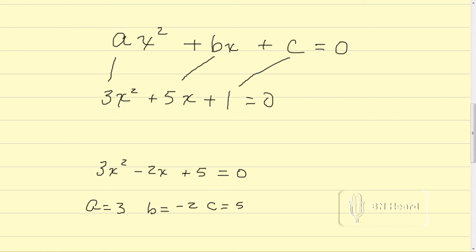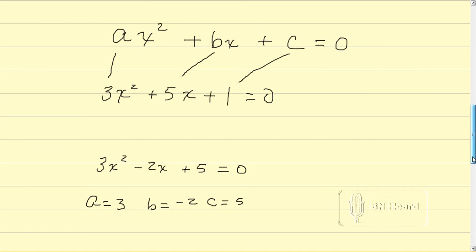Now, keeping this in mind, let's take a look at the quadratic formula. The quadratic formula simply says if I have an equation in that form that x equals negative b plus or minus the square root of b squared minus 4 times ac all over 2 times a. Now, don't make this harder than what it is.